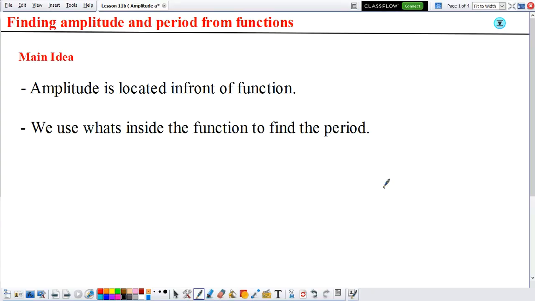Now, two ideas that we need to keep in mind are that the amplitude is always going to be located in front of the function, and we're going to use the inside of the function to find the period. These are two ideas that we need to keep in mind. The amplitude is located in front of the function, and inside the function, we will use that information to find the period. So inside period, outside amplitude. So let's see, what do I mean by this?